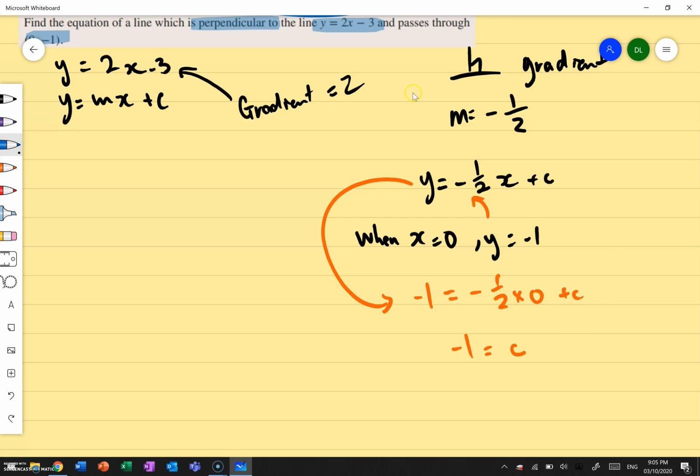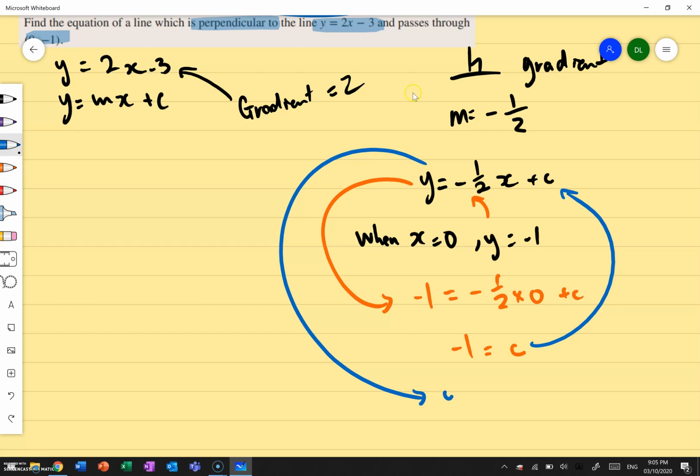I'm going to put that back into this other equation again. I take it out, and I write y equals negative half x, and then instead of writing c, I write minus 1. And that's how we do it.